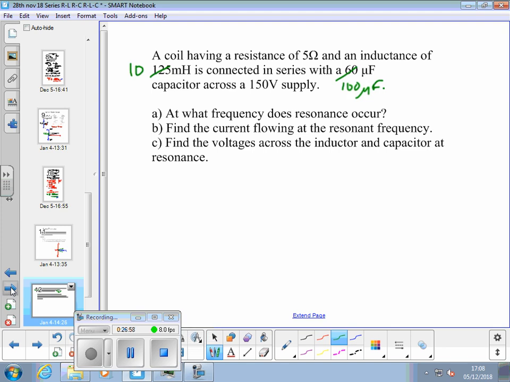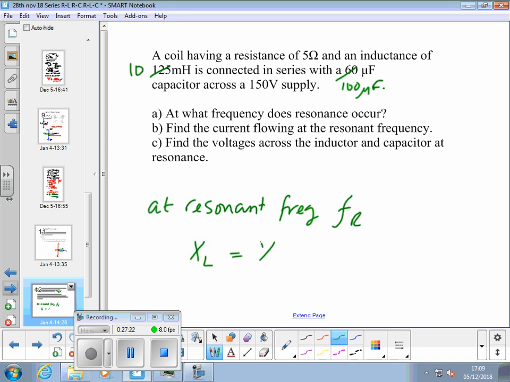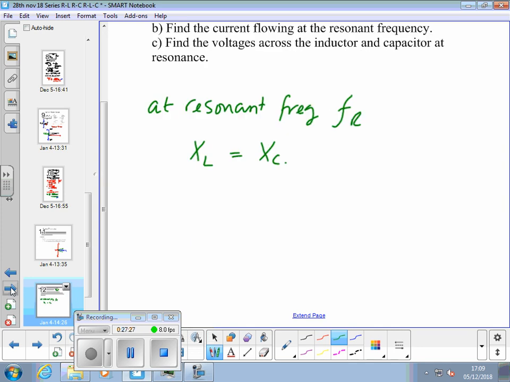I just want you to understand that there is this point where they're equal to each other. So what we're saying is, at the resonant frequency FR, XL is equal to XC. So what we can say is, therefore, 2 pi FR L is equal to 1 over 2 pi FR C. Now, how can we get the two FRs together?